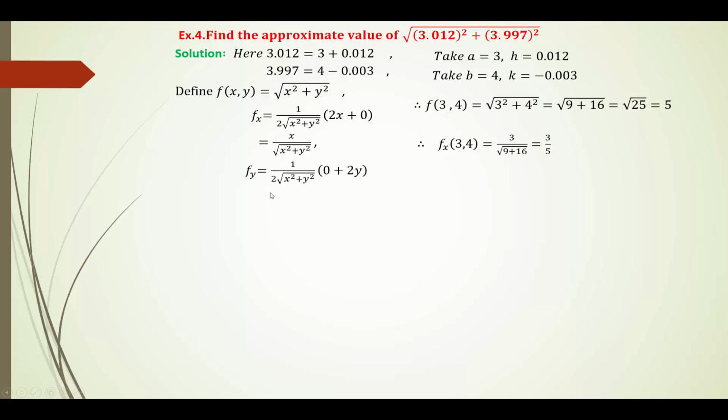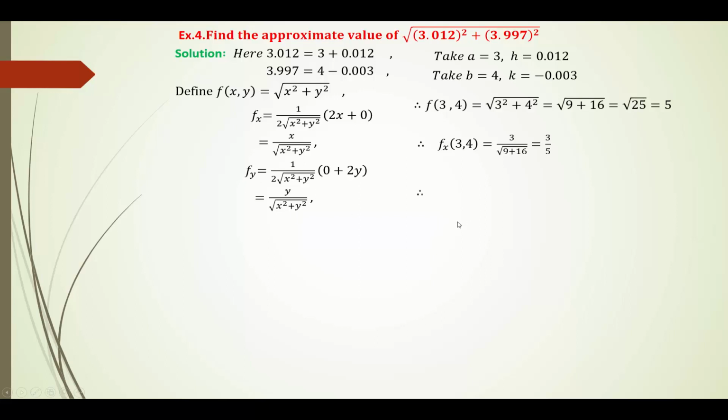Then find out fy, the partial derivative of f with respect to y. Derivative of square root is 1 upon 2 into root of x square plus y square, into partial derivative with respect to y of x square plus y square. Derivative of x square is 0 and derivative of y square is 2y. Then the 2 cancels, remains only y upon square root of x square plus y square.